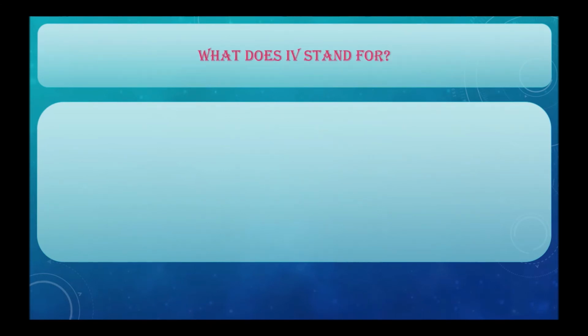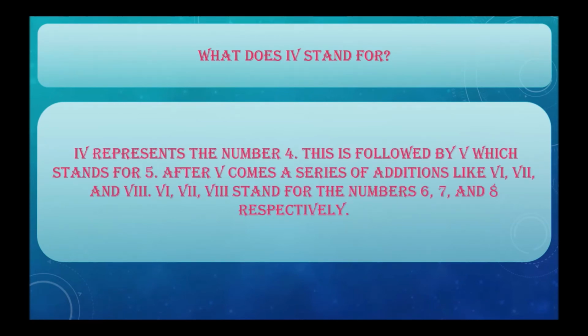The next question, what does IV stand for? IV represents the number 4. This is followed by V, which stands for 5. After 5 comes a series of additions like VI, VII, VIII, and so on. So VI, VII, VIII stand for the numbers 6, 7, and 8 respectively.